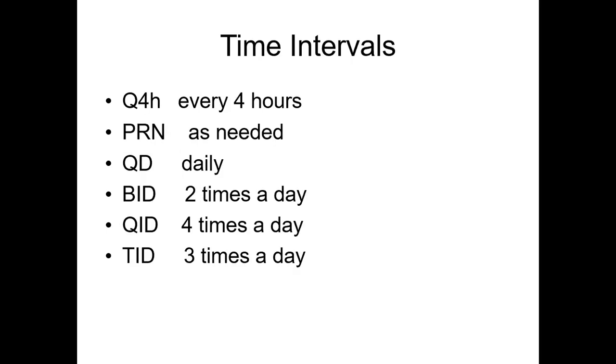Time intervals can be Q4 hours, which at my facility we write out as every 4 hours because the Q can sometimes cause a mistake. PRN, as needed. Q daily, we also write out as daily. And then the other 3 we will abbreviate, and that is BID, 2 times a day, QID, 4 times a day, and TID, 3 times a day. Times may vary with your facility, and however you write it out, you want to make sure that you're following your facility's policy.